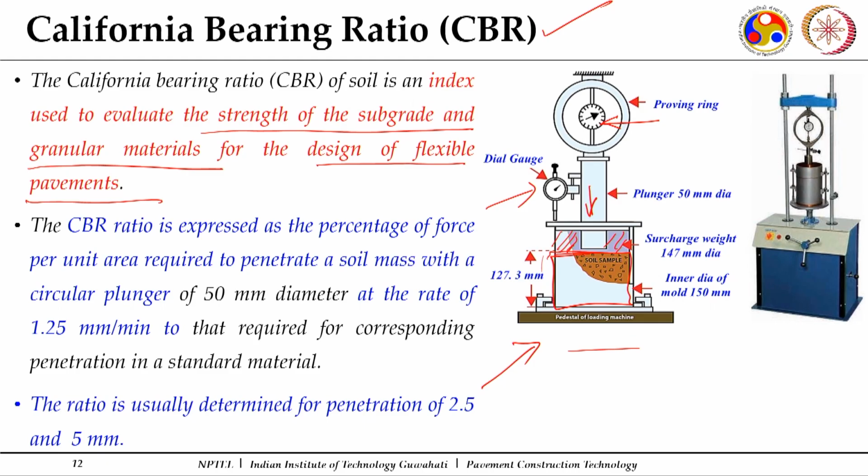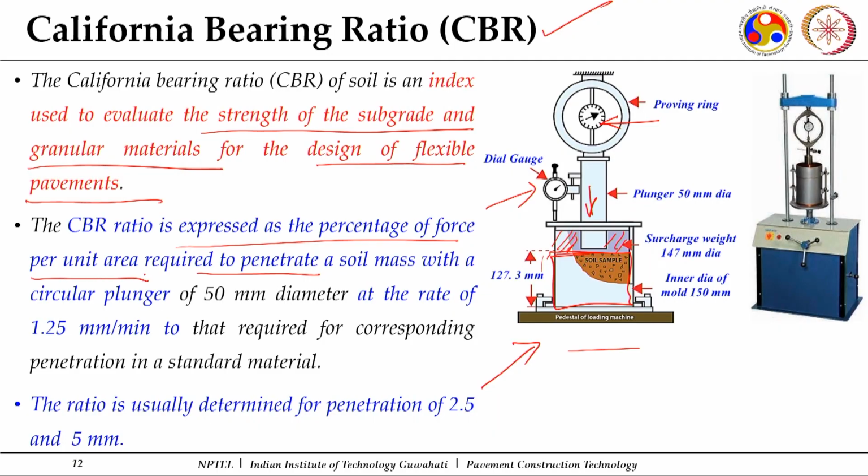So, the sample which is to be used for this particular test is the one prepared using the optimum moisture content and the maximum dry density. CBR is referred to as the percentage of force per unit area, that is, the pressure required. This plunger has a diameter of 5 centimeters, so we can work out the area for it. The load divided by area will give you the pressure.